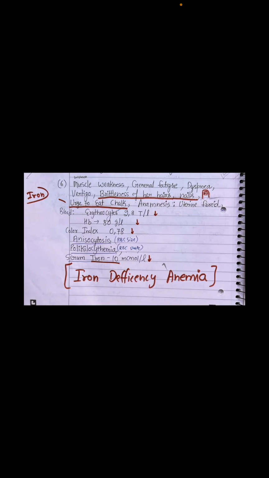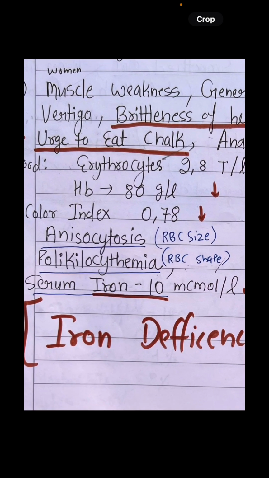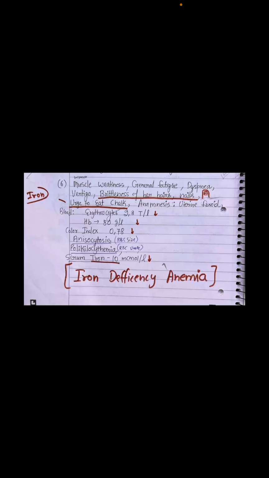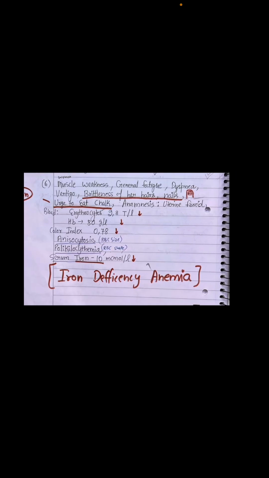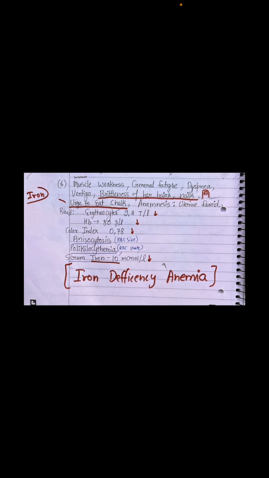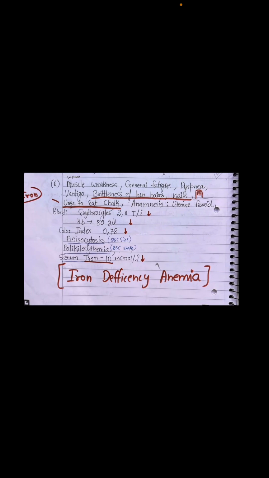This is the symptom of iron deficiency anemia, that the patient wants to eat some non-edible things, which are rich in calcium and iron. Not really, chalk is not really rich in iron. So the patient wants to eat some non-edible things. This is the character of iron deficiency anemia.